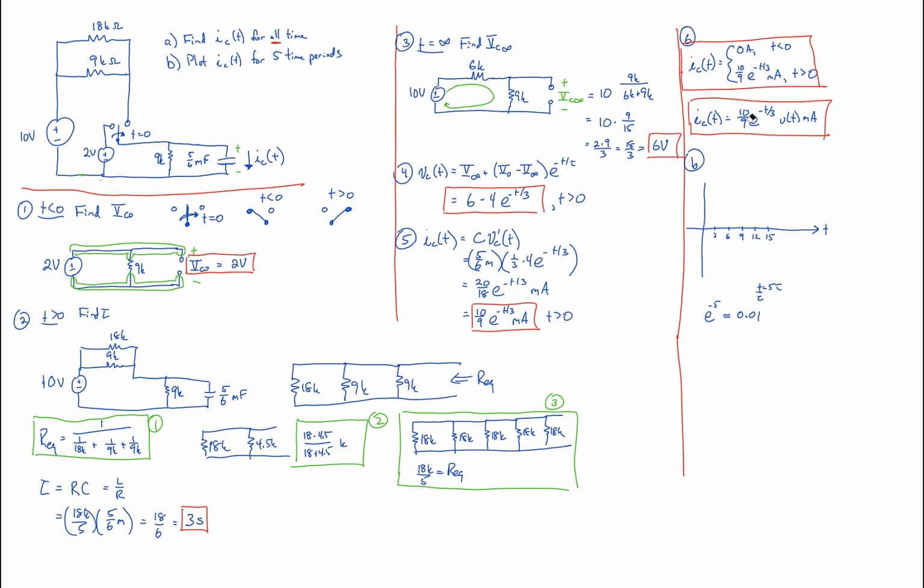So now we can plot what this thing looks like. And we can say it starts off at 10 over 9 millis, and it evens out so that after 5 time constants, which is 15 seconds, it's pretty close to 0. Maybe a better drawing would show a little bit more of a curve in it like this. And that's it. That's the final result.